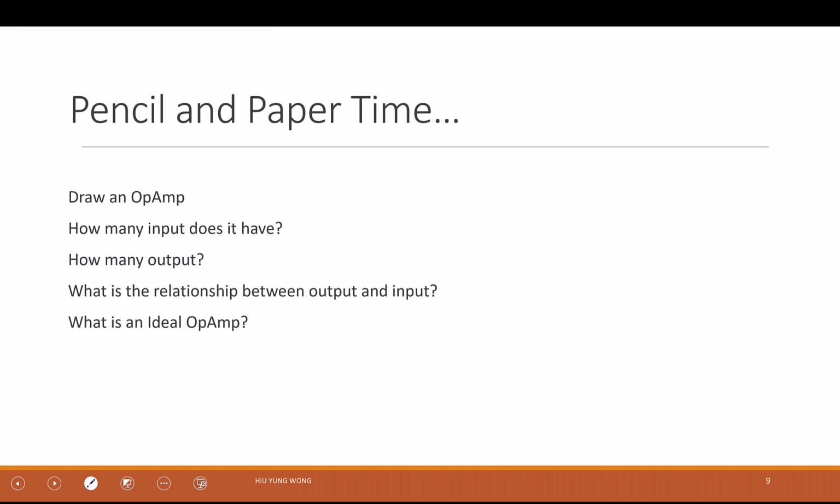So let me give you 1 minute, just in your brain or have a paper. Draw an operational amplifier. Ask yourself how many inputs it has, how many outputs it has. What's the relationship between input and output? And what is an ideal operational amplifier?